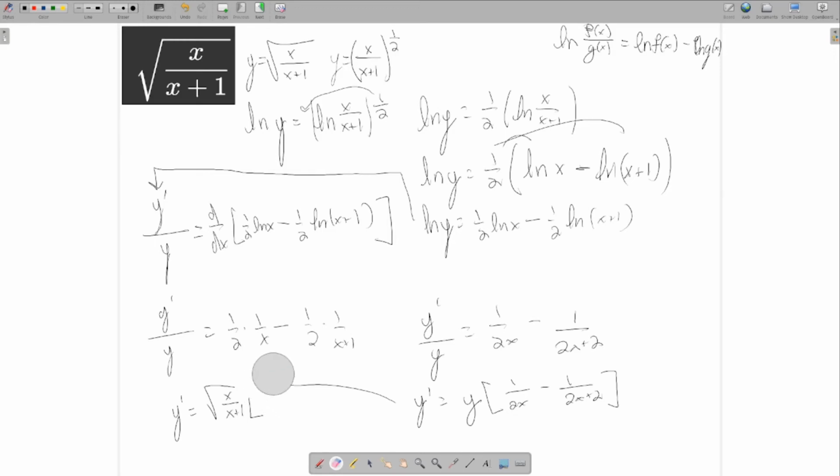I'm gonna erase this arrow, it's kind of useless. Square root of x over x plus 1 times 1 over 2x minus 1 over 2x plus 2. And this is our final answer. And personally, I think that was easier and just less taxing to use the logarithmic differentiation instead of the product rule. Or, sorry, quotient rule. And that's example 2. Let's go on to example 3.